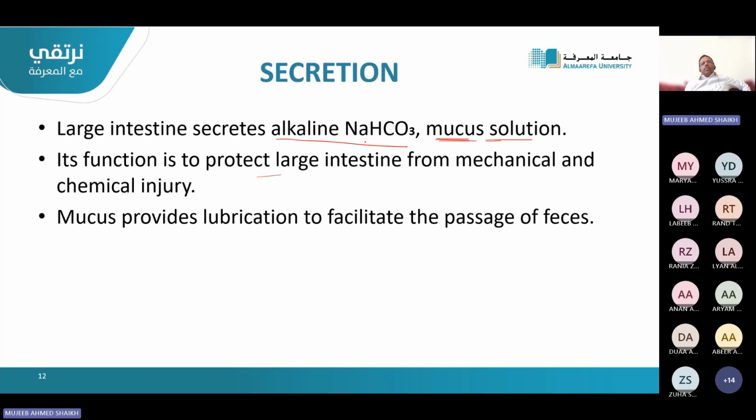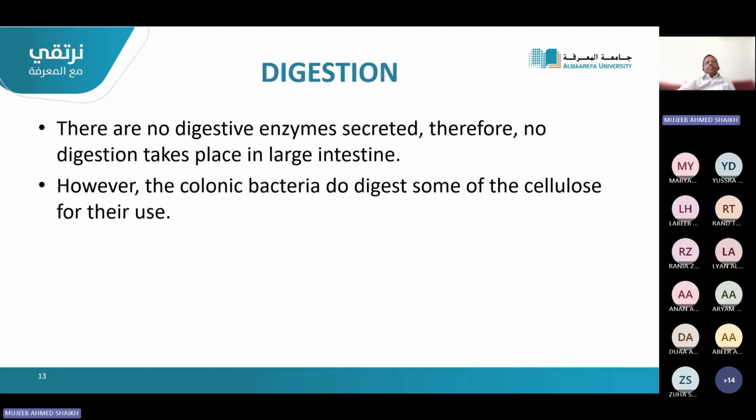from any acidic damage by secreting more and more soda bicarb. This is how the secretion is occurring, nothing more. Okay. What is digested in the large intestine? As for the human being, nothing is digested. No fat, no protein, no carbohydrate is digested.